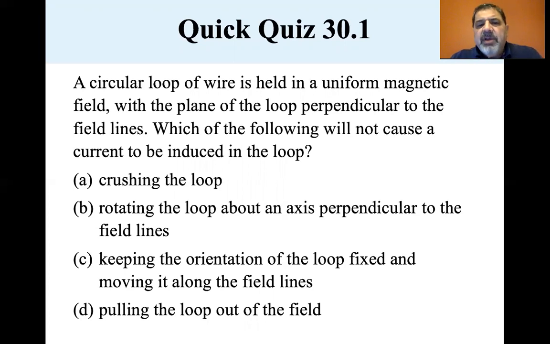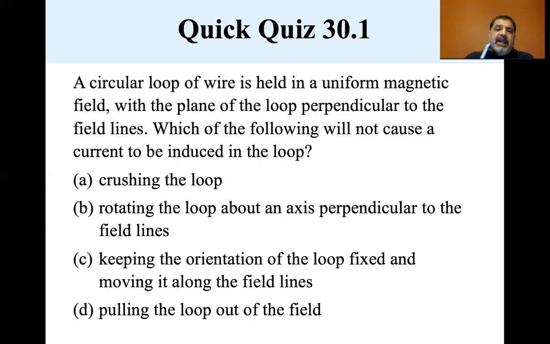Which of the following will not cause a current to be induced in the loop? Crushing the loop. Well, if you were to crush the loop, you would actually be changing the area. And if you change the area, you're changing the magnetic flux through the loop. So you would get a d phi dt from the change in area.